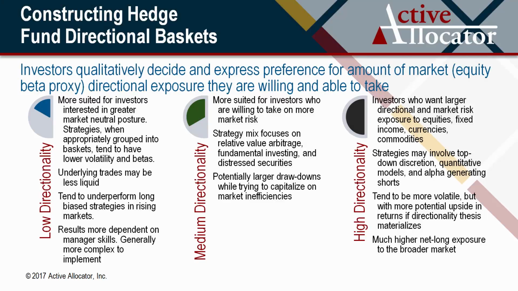Low directional strategy buckets tend to underperform long-based strategies in rising markets. They, however, overperform in falling markets. Their results are more dependent on manager skills. They are generally more complex to implement. High directional baskets have much higher net long exposure to the broader market. Medium directional baskets lie in between. They focus on relative value arbitrage, fundamental investing, and distressed securities.